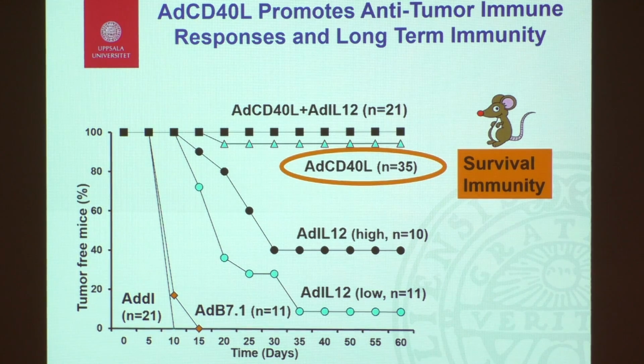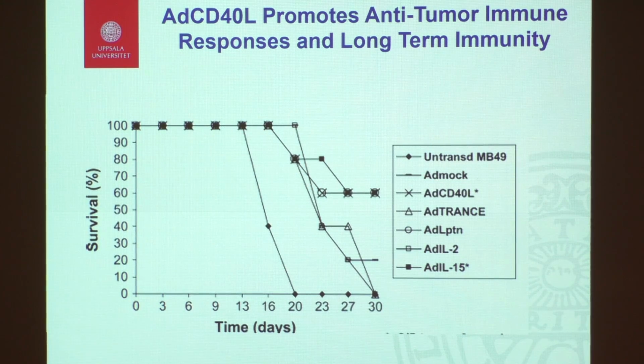So this is an example of a survival curve treating urinary bladder tumors in mice with different viruses, the CD40 ligand and IL-12 and also the B7 family. And in these studies, we saw that CD40 ligand gave a really good survival in these mice, and especially we noted that the mice that were cured from their tumors, they were also immune if you tried to inject the tumor again. So we went further to compare CD40 ligand to other molecules like trans and also lymphotactin, which is a chemokine, and also IL-2 and IL-15. And in this experiment, together with a set of other experiments, we still thought that CD40 ligand was the most potent molecule.